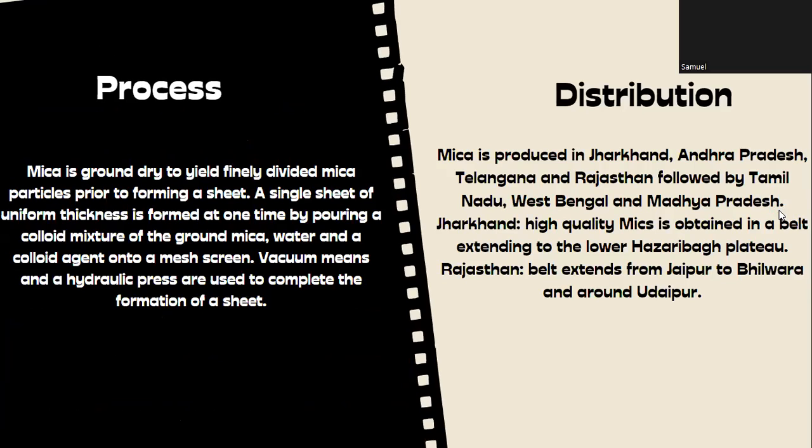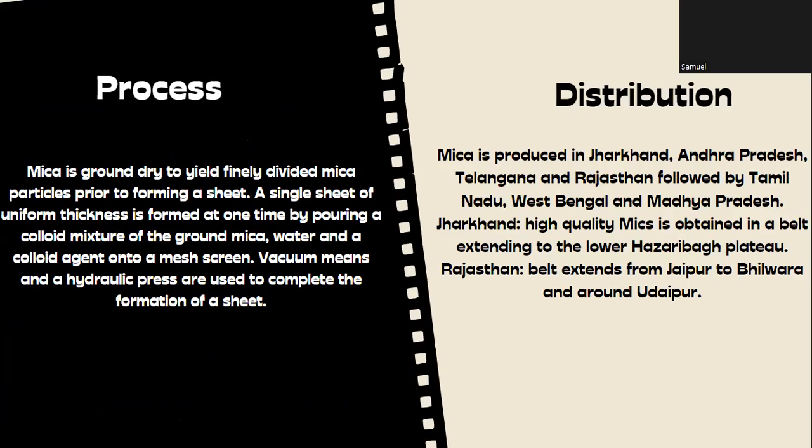Process. Mica is ground dry to yield finely divided mica particles prior to forming a sheet. A single sheet of uniform thickness is formed at one time by pouring a colloid mixture of the ground mica, water, and a colloid agent onto a mesh screen. Vacuum means and a hydraulic press are used to complete the formation of the sheet.